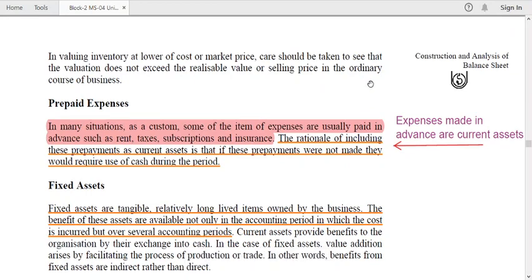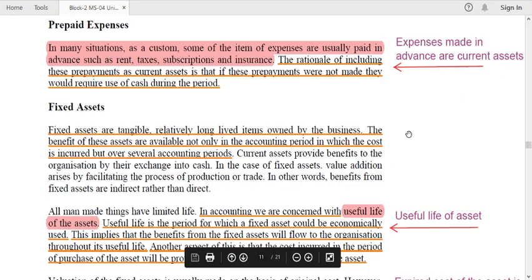Prepaid expenses. Expenses made in advance are also treated as current assets. For example, insurance payment, subscriptions, taxes, rents are all amounts paid in advance, which is sometimes beyond the accounting period also. Whatever is beyond the accounting period is treated as the advance payment. They are called prepaid expenses. Why are these prepaid expenses treated as current assets? If these advance payments were not paid, cash would be available with the company, which can be used as a current asset. But since they have already paid towards that insurance or subscription, this cash is not available. So that advance payment is treated as a current asset.